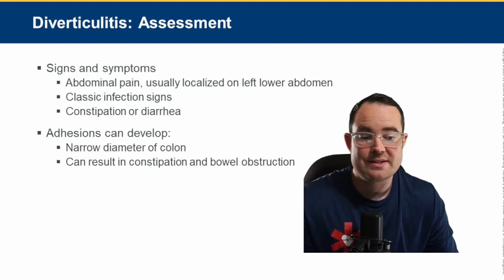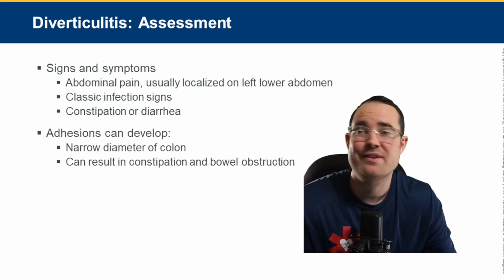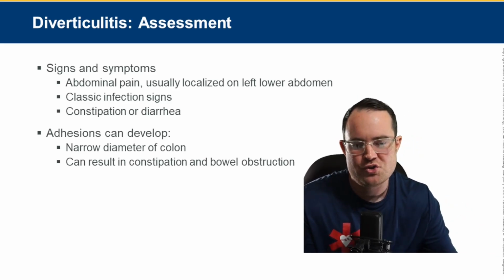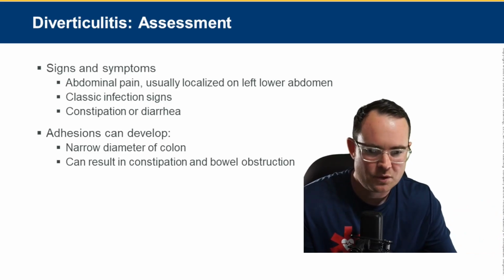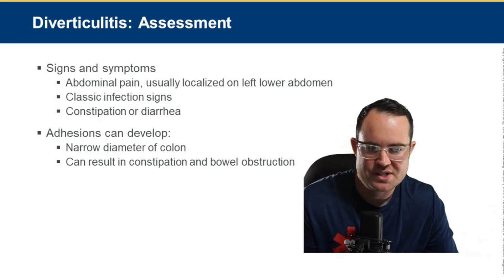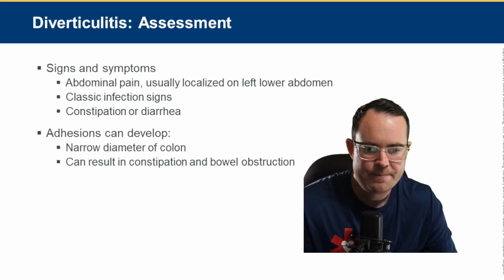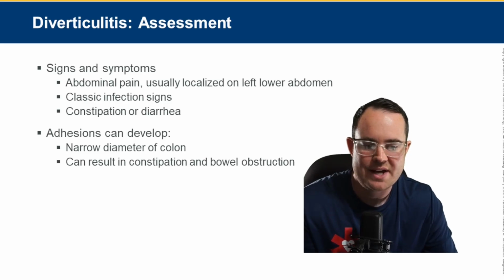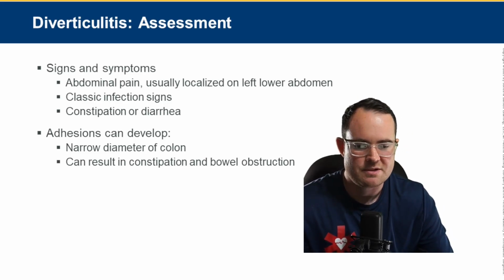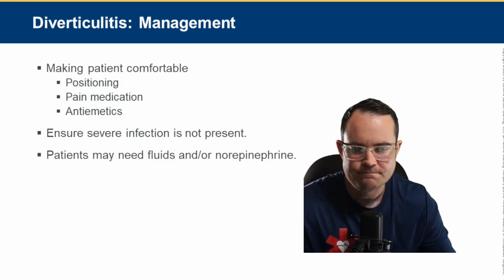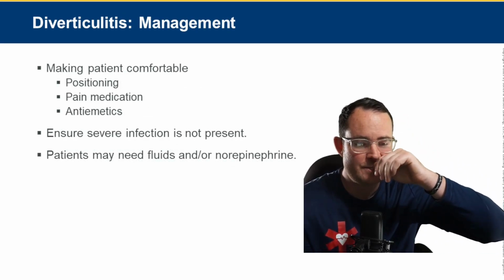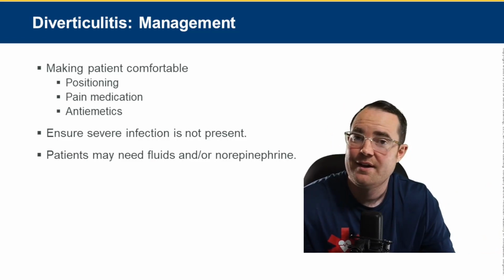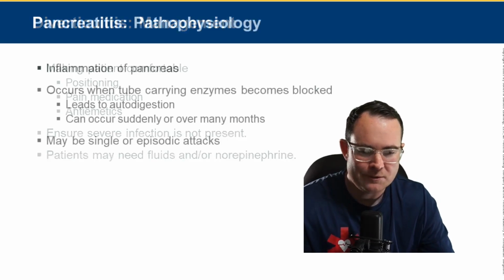Abdominal pain usually localized in the left lower abdomen. That's a great thing that I would want to know if I was taking this test. Diverticulitis is abdominal pain, usually localized in the lower left quadrant. Classic infection signs, constipation or diarrhea. It says if adhesions develop, there will be a narrow diameter of the colon, which can result in constipation or a bowel obstruction. Our goal is just to make the patient comfortable, analgesics and antiemetics, just like everything else we've talked about so far.